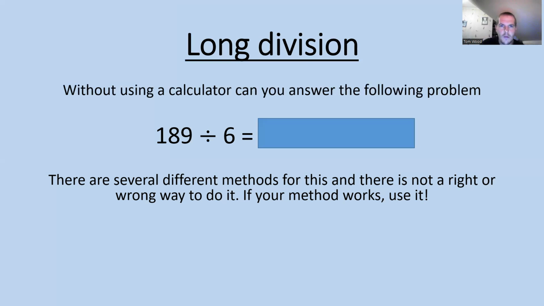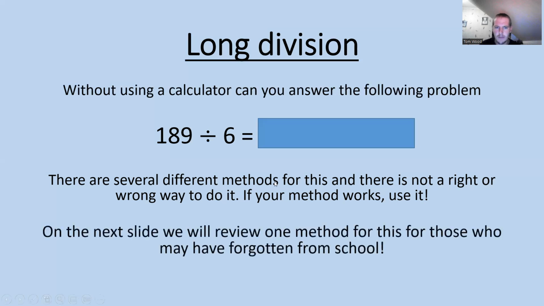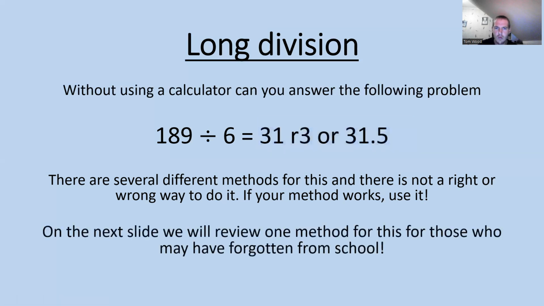Okay, so for this one, you might get some different answers. Some people might know this with remainders and things like that. The answer that we're looking for here is going to be 31 remainder 3, or 31.5. Normally, it's always better to go into decimals. So we'd have 31.5, for instance.